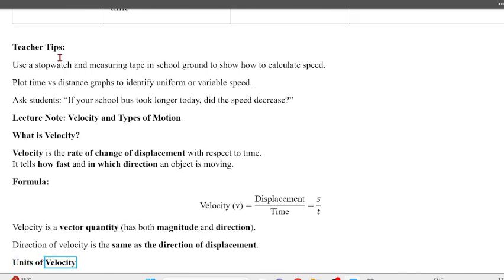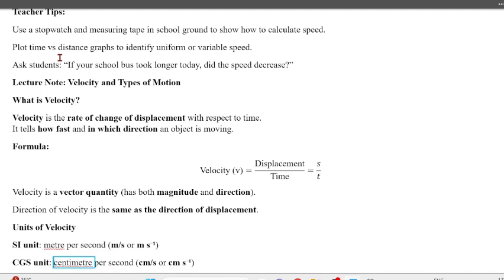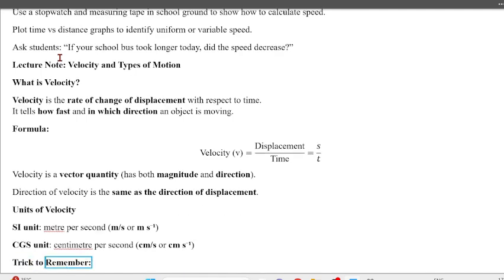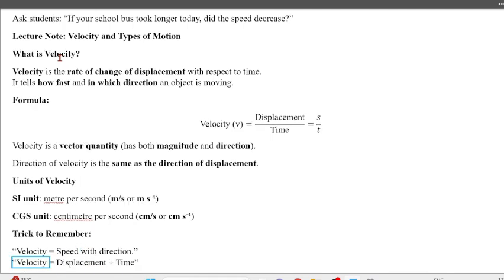Units of velocity: SI unit, meter per second, m/s or m s^-1. CGS unit, centimeter per second, cm/s or cm s^-1. Trick to remember: velocity is equal to speed with direction. Velocity is equal to displacement divided by time.